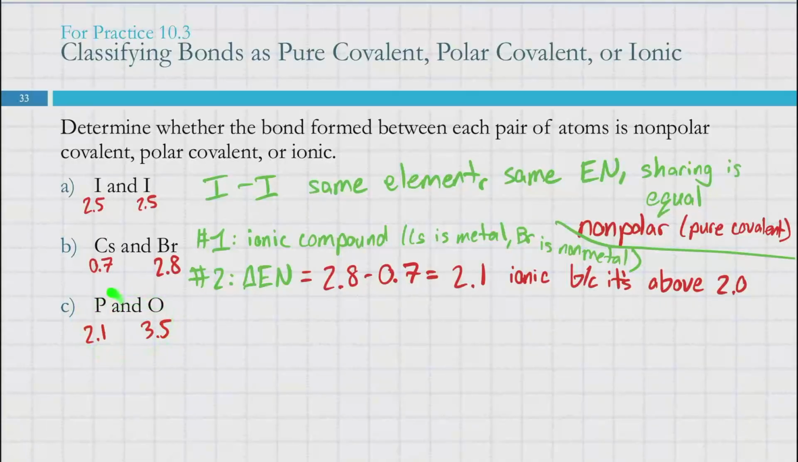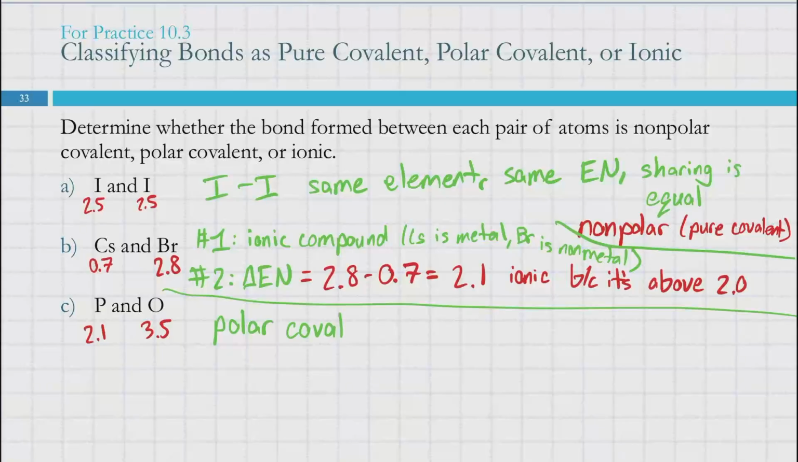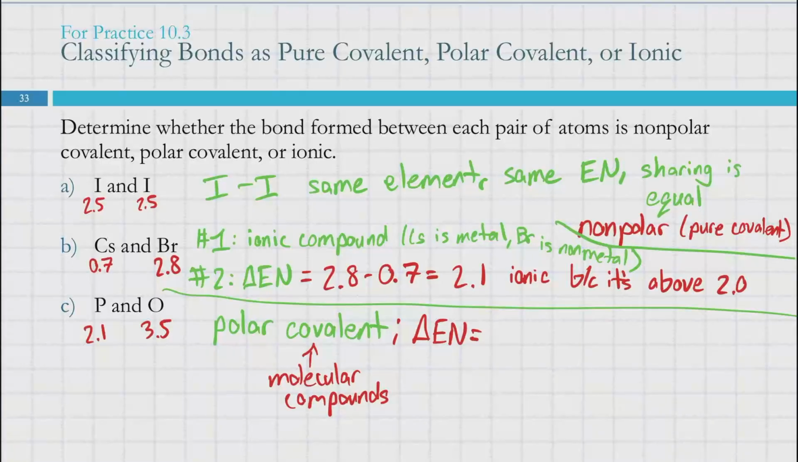And then last but not least, we've got phosphorus and oxygen. What kind of bond do we have here? Yeah, we have a polar covalent bond. We know that it's polar covalent because covalent bonds form between nonmetals. Molecular compounds have these, being made up of nonmetals only, but we also know because of the difference in electronegativity. We take the larger number, 3.5, subtract from it the smaller number, and we get a value of 1.4.